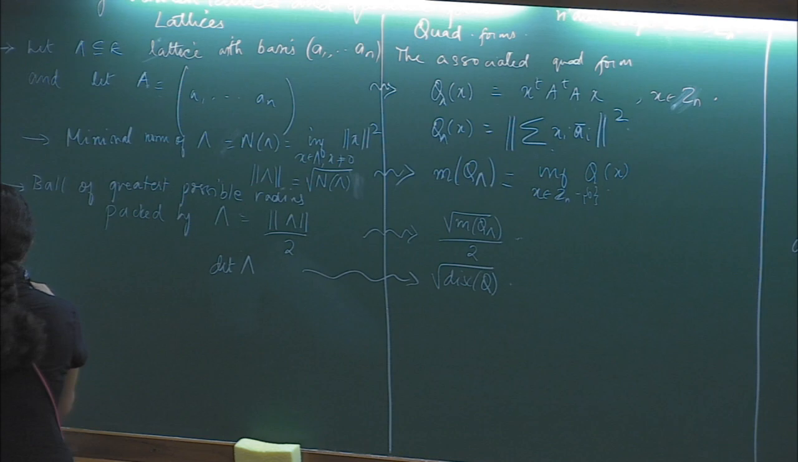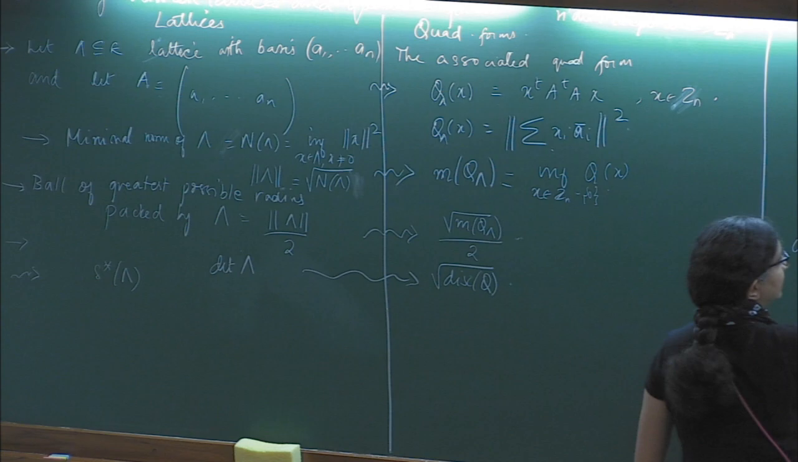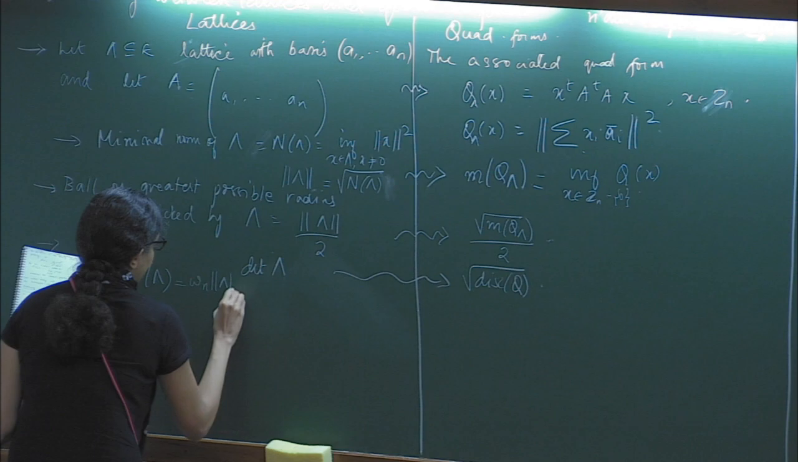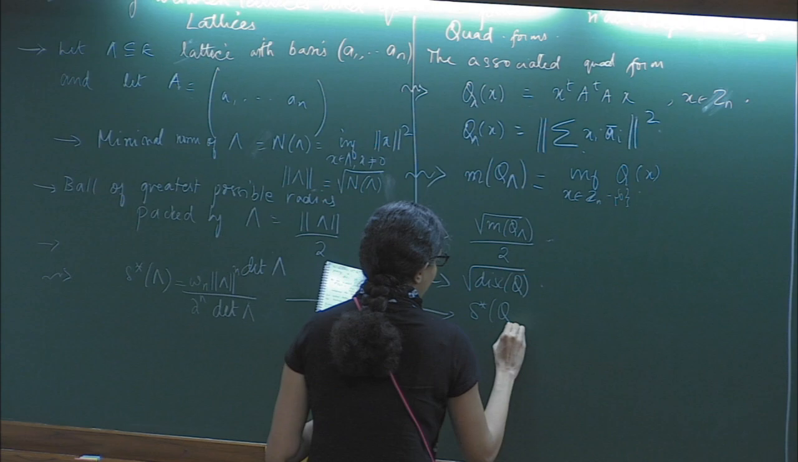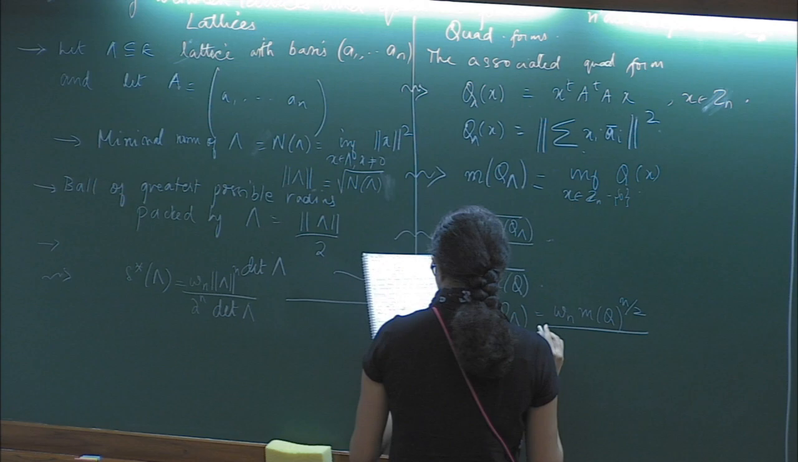So delta star of lambda, which was this packing density, is omega n times norm lambda to the power n, divided by 2 to the power n times determinant of lambda. This corresponds to delta star of Q lambda being omega n times M of Q to the power n over 2, divided by 2 to the power n times the square root of the discriminant of Q.